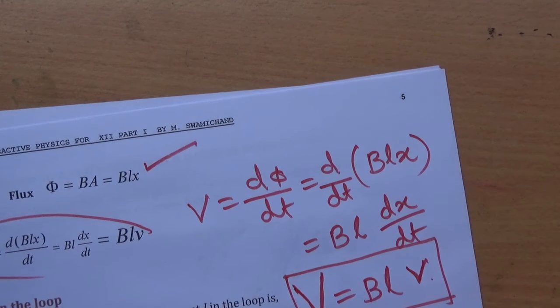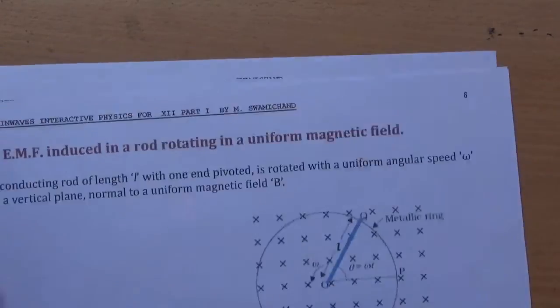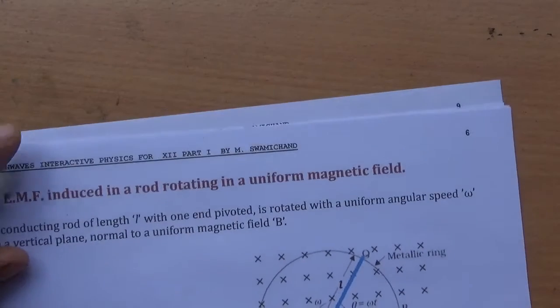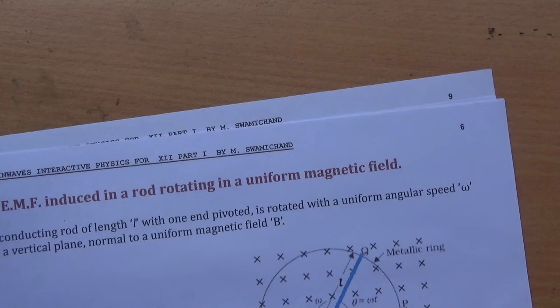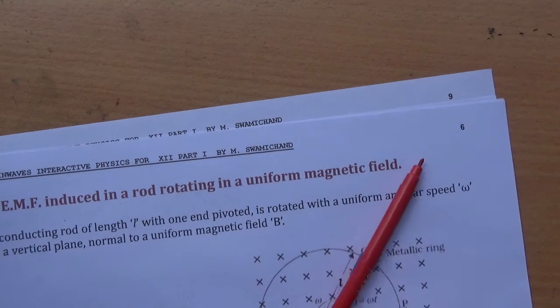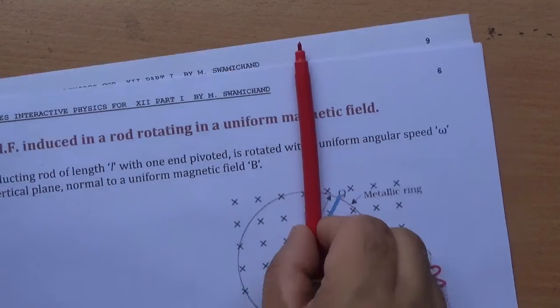So this is the EMF induced in the conducting rod. Next, EMF induced in a rod rotating in a magnetic field. This cross represents the magnetic field directed inwards. So see, this rod.